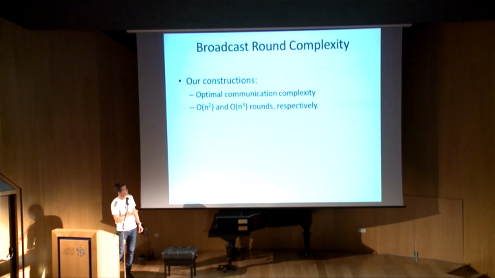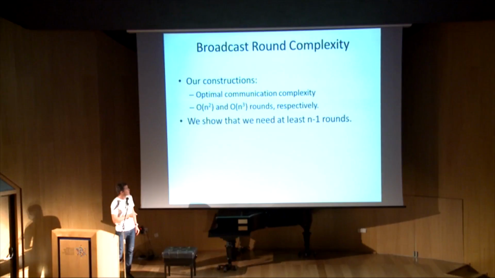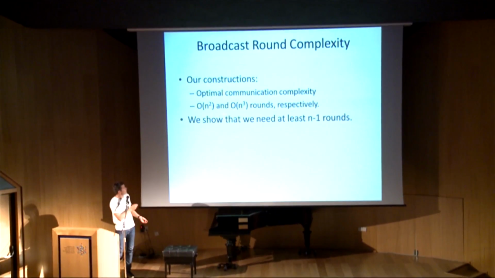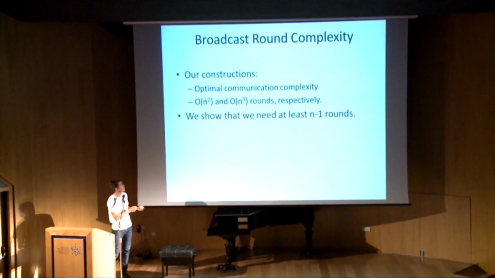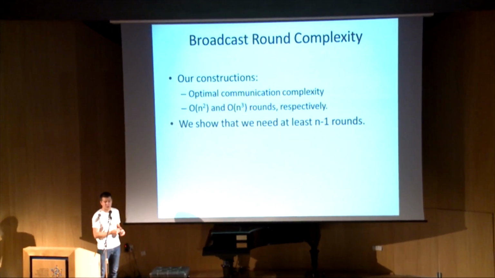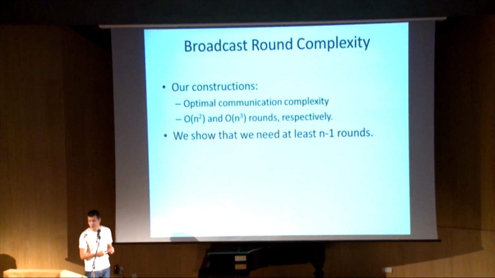In both our constructions, we take n squared and then n cubed rounds. This is a lot. But actually, what we can show is that we need at least n minus 1 rounds. So we show that we cannot beat the linear number of rounds anyway. It's not exactly matching our round complexity, but it at least shows that you cannot hope to get a constant round protocol. So this is not possible.